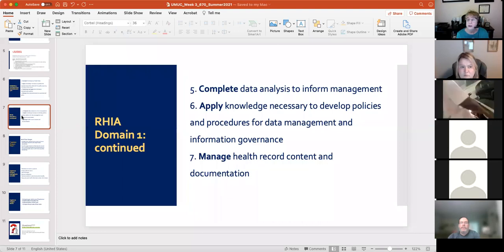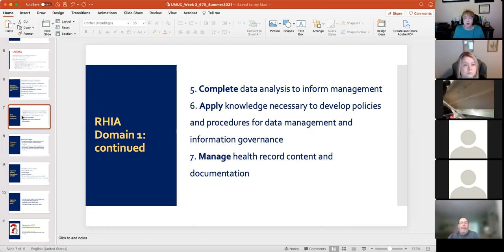You don't have to touch somebody to cause them great stress and great harm. All you have to do is mess up their information. It's seriously as easy as that. Okay, and manage health record content and documentation.